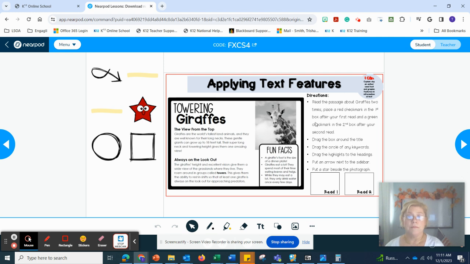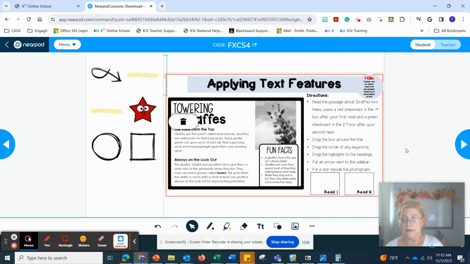Place a red check mark, right? Make a red check mark in the first box after your first read, and a green check mark in the second box after your second read. Drag the box around the title. Drag the circle around any keywords. Drag the highlights. So these are your highlights right here. Drag the highlights to the heading.